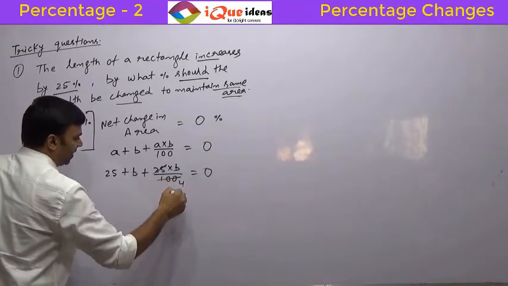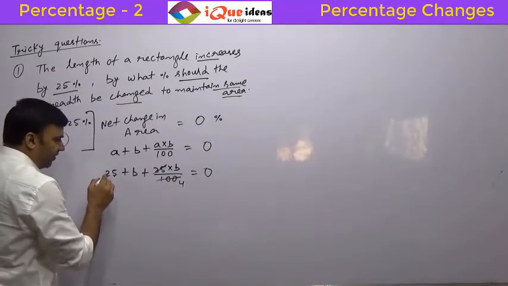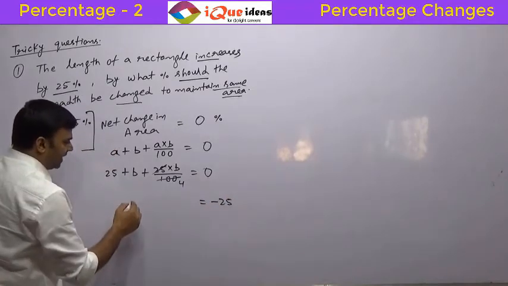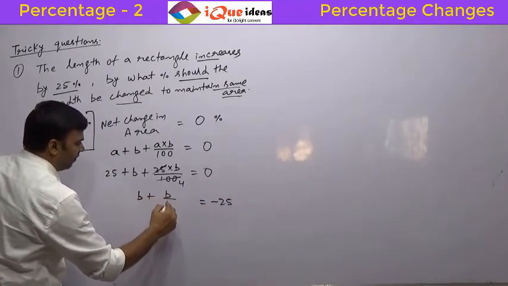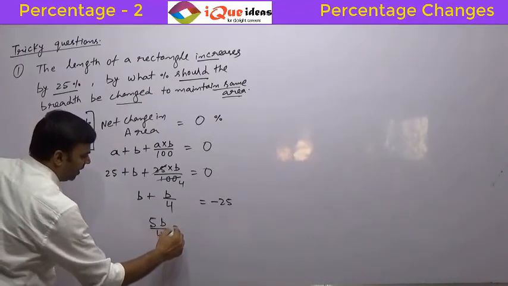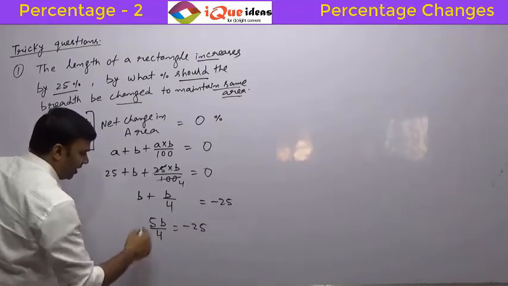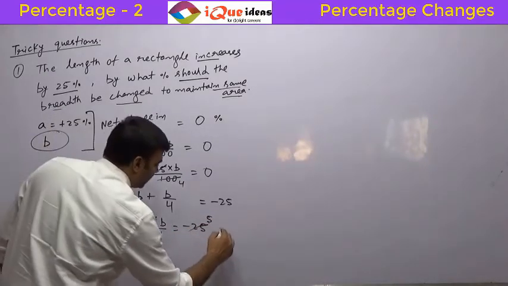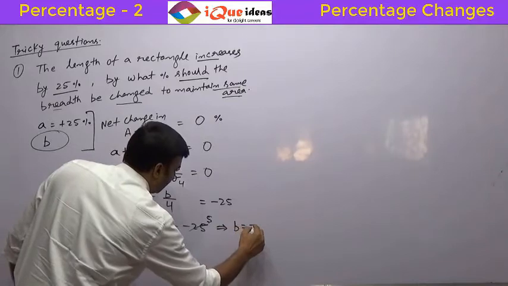25 cancels 100 4 times. This 25 goes to the other side, so it becomes minus 25. And on this side, we have B plus B by 4. Now, B plus B by 4 is actually 5B by 4 equal to minus 25. Now, 5 cancels 25 5 times. 5 into 4 is 20. So, this gives us B equal to minus 20.